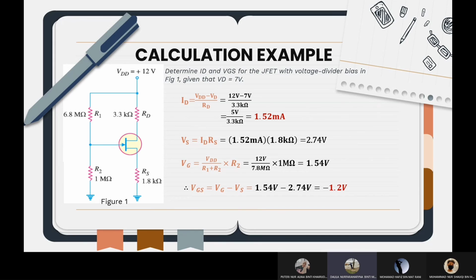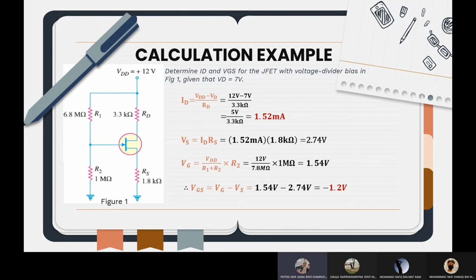The calculation example is: determine ID and VGS for the JFET with voltage divider bias in figure 1, given that VD equals 7 volt. First things first, you have to write the formula for ID. ID is equal to VDD minus VD over RD. Then we will get 12 volt minus 7 volt over 3.3 kilo ohm. Then you have to simplify and the answer is 1.52 milliampere.